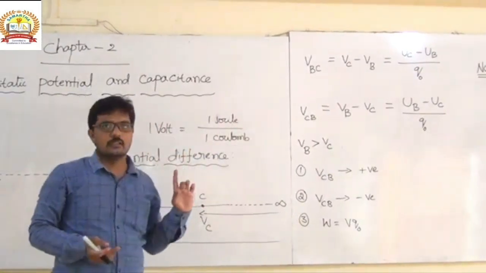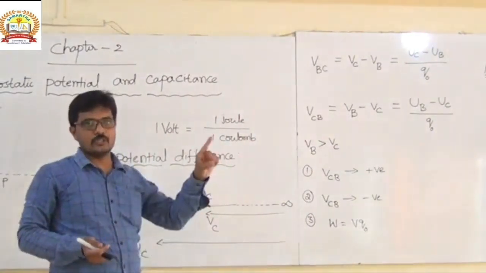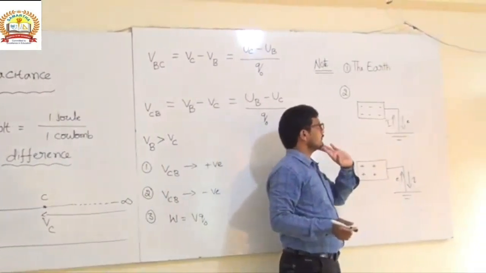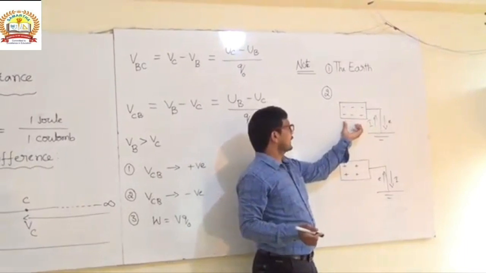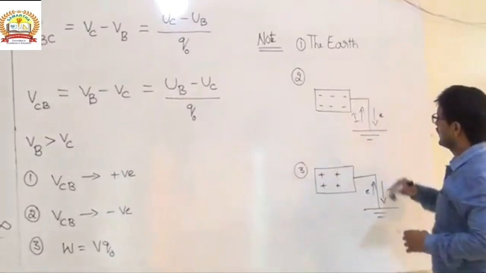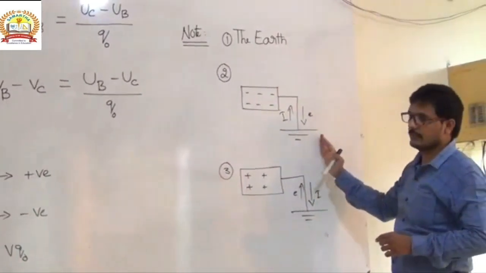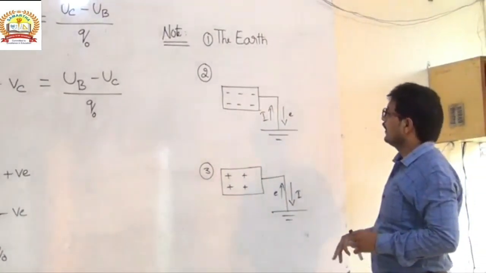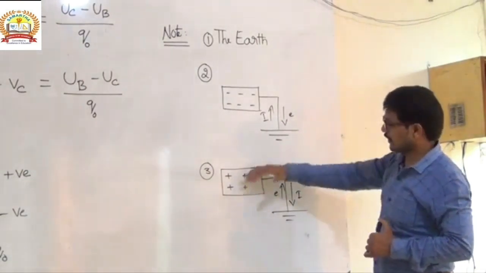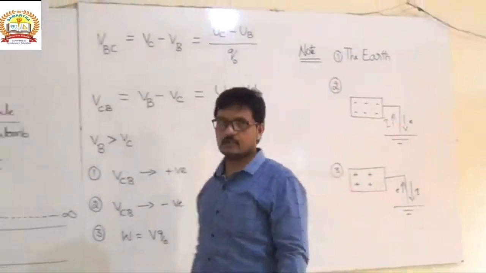So the earth is electrically neutral and its potential is taken as 0, and the potentials of all bodies can be measured with respect to the potential of the earth. When you take a negatively charged body and earth it, the electrons flow from the body to the earth till the potential becomes the same. And when you take a positively charged body, the electrons flow from the earth to the body till the potential becomes the same. Okay, this is about the electrostatic potential.